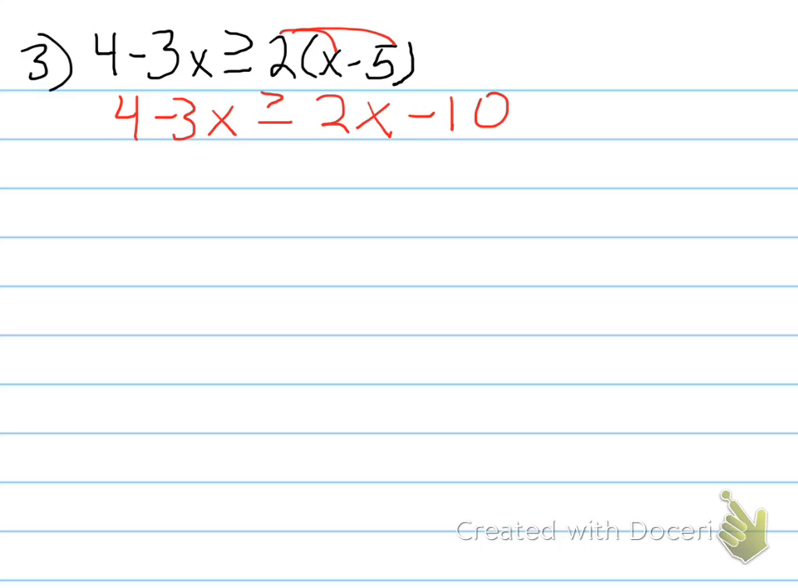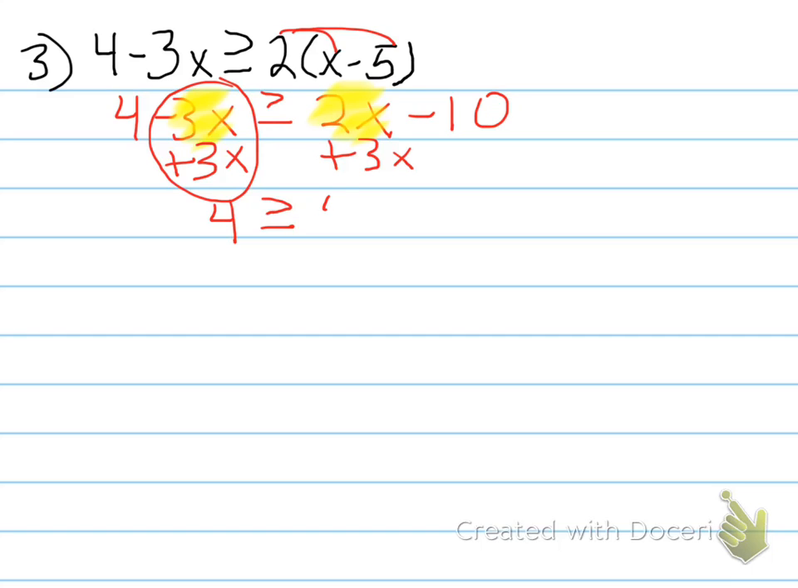Okay, now I have an equation. I have variable terms on two sides. I want those variable terms on the same side. So I want to move this 3x over there. Well, that means I undo it. So I undo subtraction with addition. Whatever I do to one side, I do to the other. So this makes 0. So I'm left on the left side with 4. Copy down my inequality. 2x and 3x combine to make 5x.